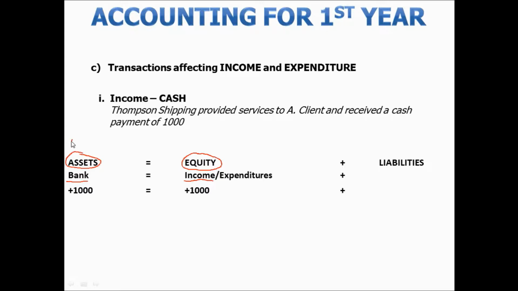Then we need to ensure that the debited amount is equal to the credited amount. Assets always increase on the debit side. Equity always increases on the credit side. And as we can see, the amounts correlate to each other.